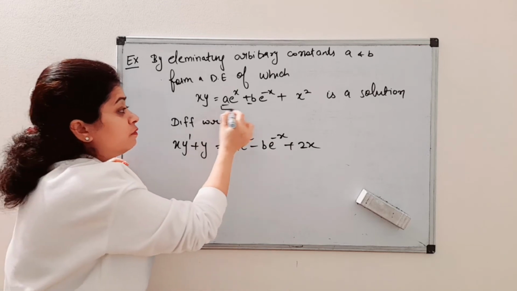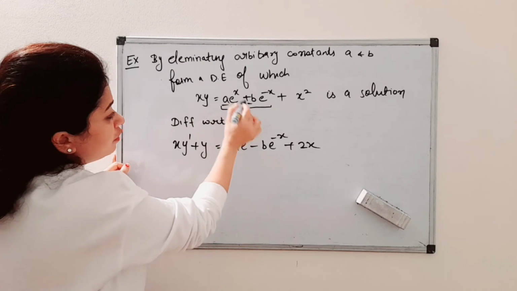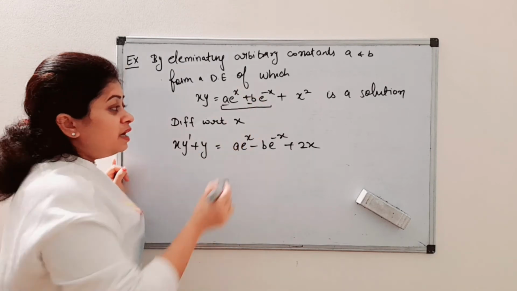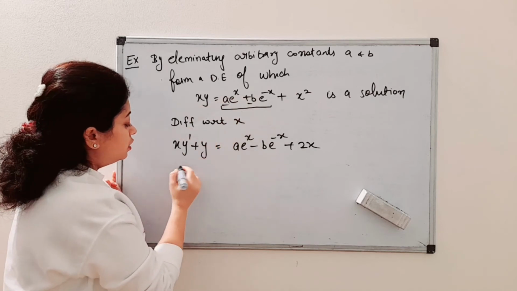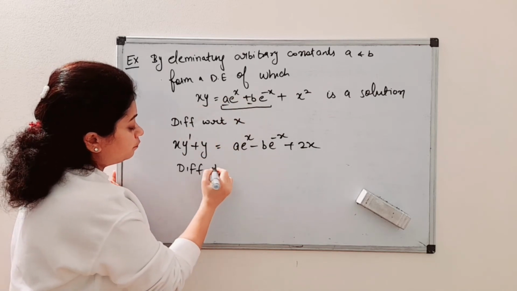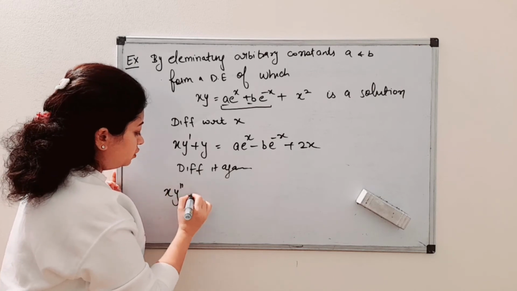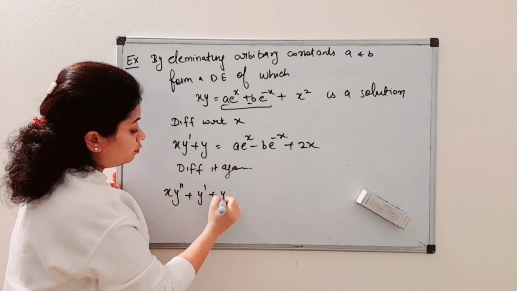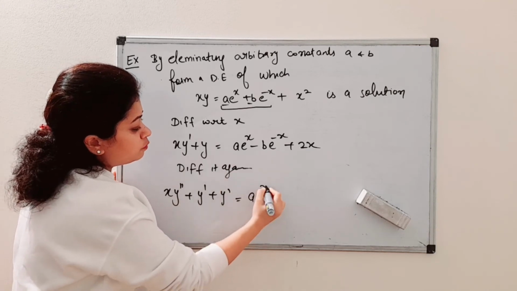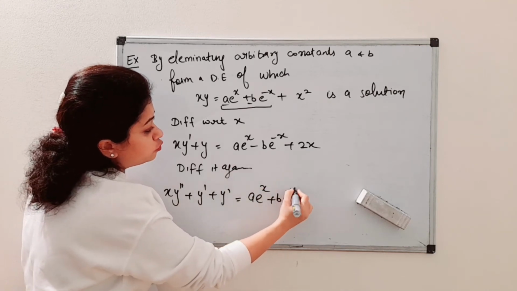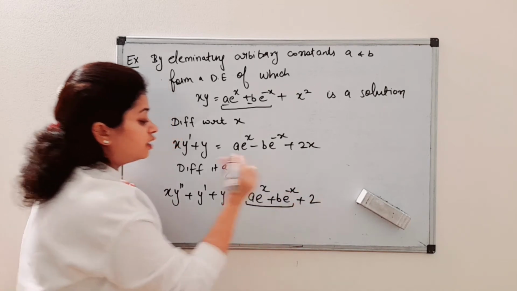But whenever we have these types of questions, ae^x plus this and so on, if you differentiate it one more time, you will get the same term. Differentiate it again, we get xy'' + y' + y' = ae^x + be^(-x) + 2. So we got it again.